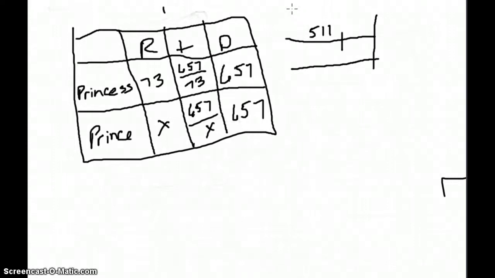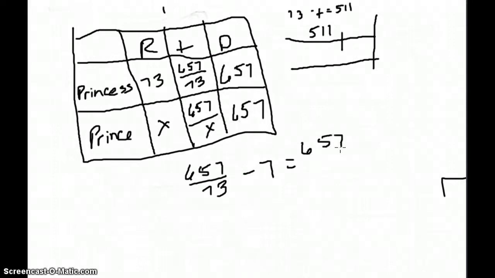Well, rate times time equals distance. We know the princess's rate was 73 times some time has to equal 511. If you divide both sides by 73, you're going to find that your time is 7 hours. So it was 7 hours before the prince got up. So the time of the princess is 7 hours more than the time of the prince. So we have 657 divided by 73, take away the 7 hours, and that's got to equal the prince's time, which is 657 over x.